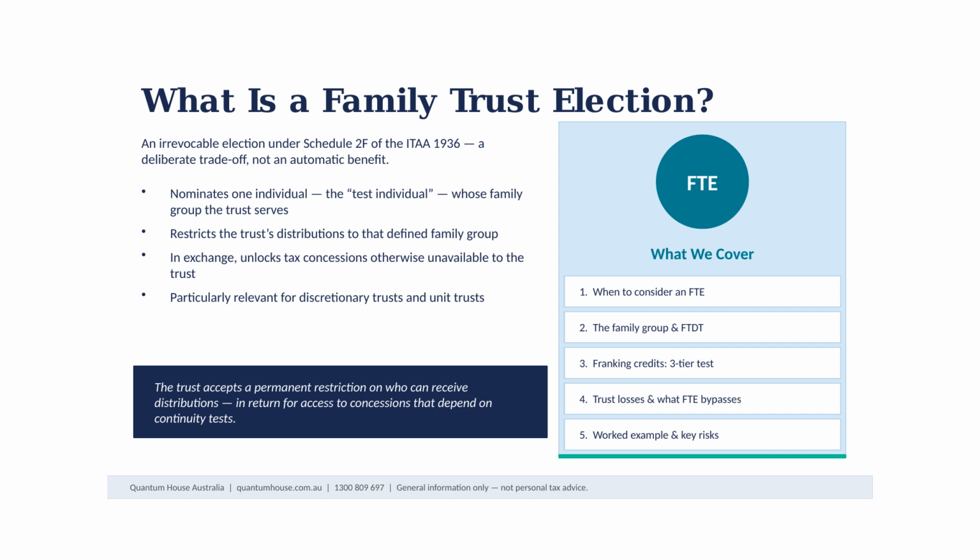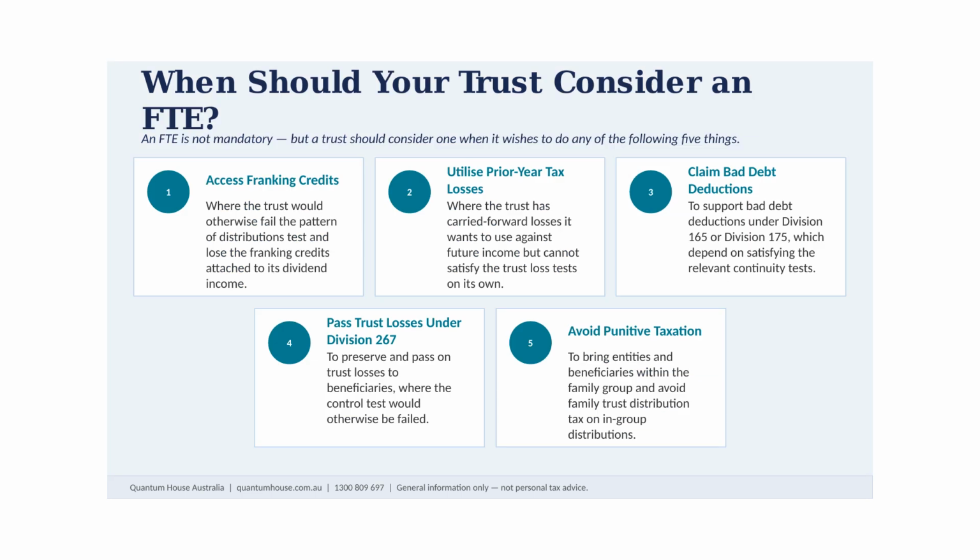Here's what we'll cover: when to consider an election, who's in the family group, and the distribution tax that guards it, the three-tier franking credit test, trust losses, and what an election bypasses, and finally, a worked example with the key risks. An election is never mandatory, but there are 5 situations where a trust should seriously consider one.